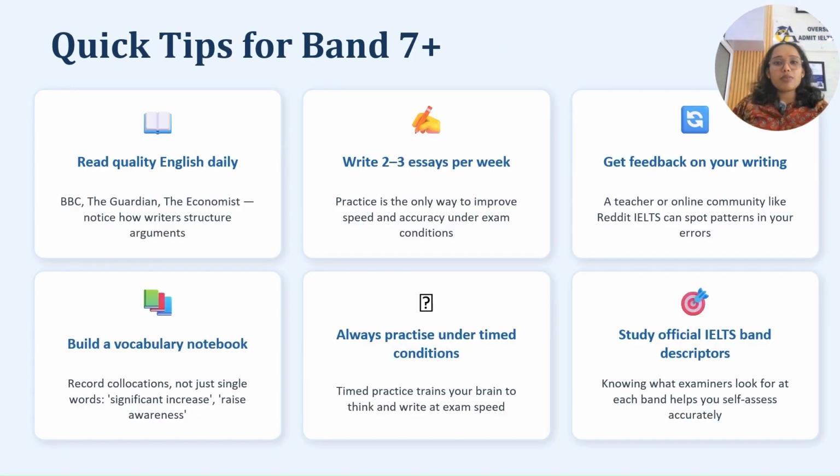So at this point, some of you might be wondering, okay, but how do I actually improve? The answer is simple, not easy, but simple. First, read good English every day, like BBC, The Economist. Second, write regularly. Even two essays per week can make a huge difference. Third, get feedback because it's very difficult to spot your own mistakes. Fourth, keep a vocabulary notebook. But don't write single words, write collocations. For example, raise awareness, pose a threat, draw a conclusion, and finally, practice under exam conditions.